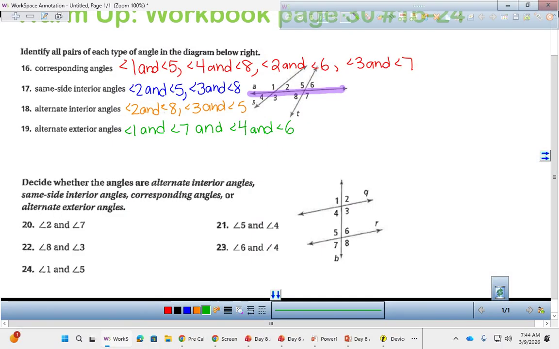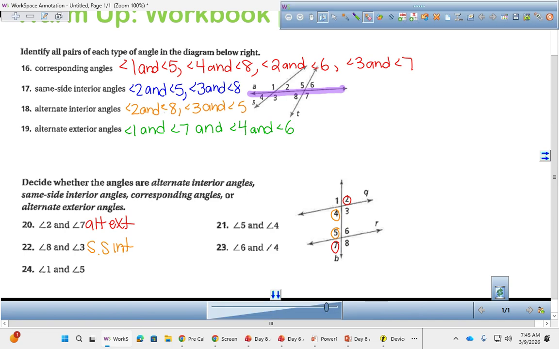All right, down here they gave you the angles and then they want you to say what the relationship is. So 2 and 7 are these red angles. What would you call them? Alternate exterior. These are alternate exterior angles. All right, let's look at 5 and 4. What are those called? Same side interior. Yep, same side interior angles.